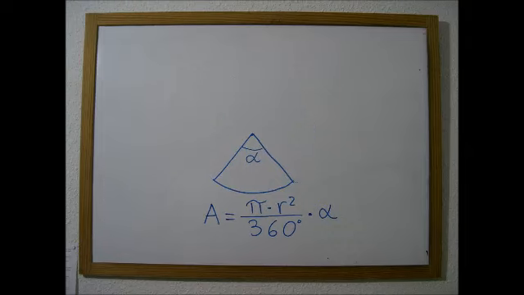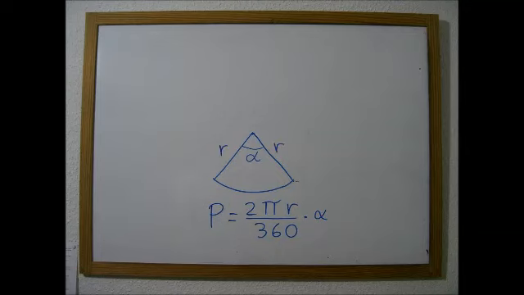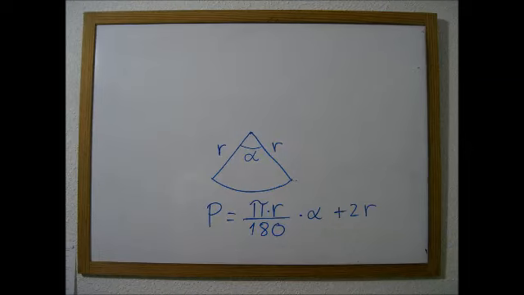For the perimeter, we would do the same, only that in this case, instead of the formula for the area, we use the formula for the perimeter, 2 pi r divided by 360 and multiplied by alpha. But in this case, we have to add the two radii, which are part of the perimeter of the sector as well. So that is plus 2r. And simplifying, we get pi times r divided by 180 times alpha plus 2r.